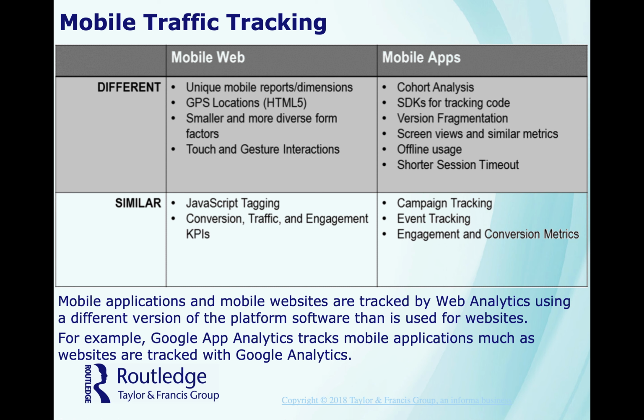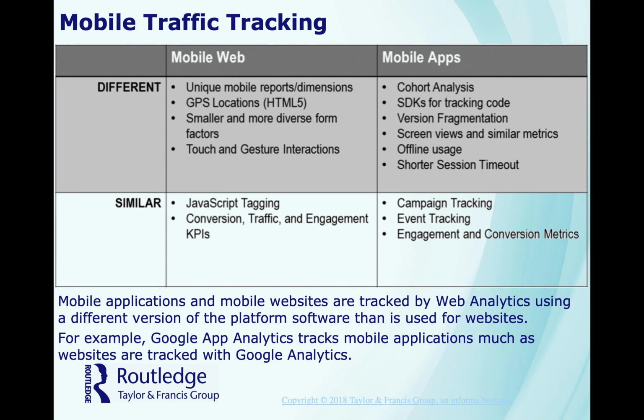Mobile traffic tracking. So mobile web is different. They have unique mobile reports and dimensions. They can use GPS location. They have similar and more diverse factors, and they have the touch and gesture interactions. So most computers are not touch screen. Now tablets are, but tablets are considered a mobile device. Don't forget that. What also is different is mobile applications. They have cohort analysis, SDKs for tracking codes, version fragmentation, screen views and similar metrics, offline usage, and shorter session timeouts.